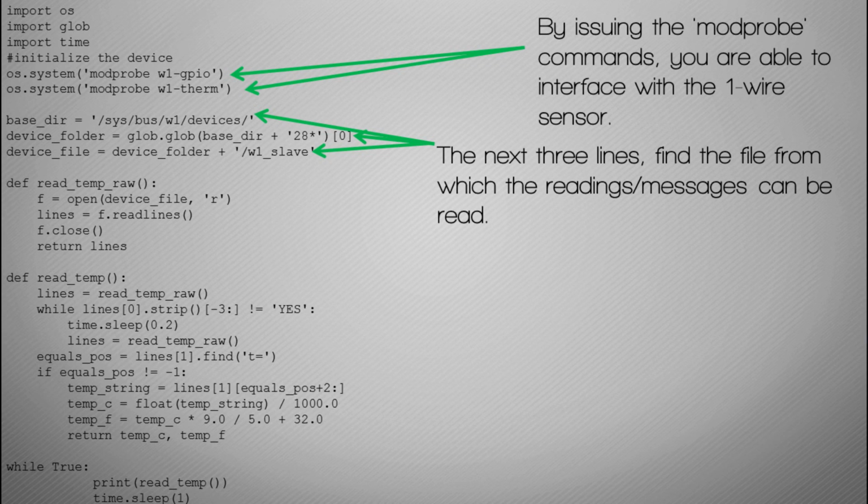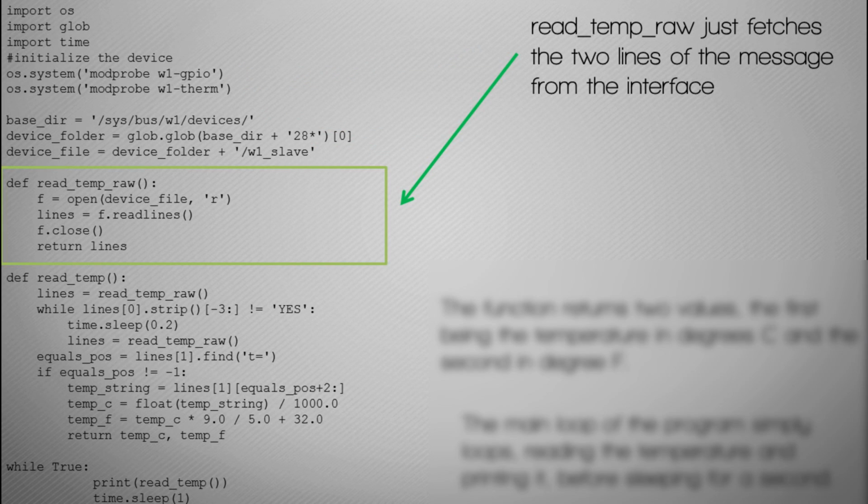The next three lines look into a directory, sys/bus/w1/devices. In there, it looks for a file, and in there will be a raw reading or raw output from the thermometer written to a text file, and then the rest of the code reads that in. The function here is called read_temp_raw. Basically, it just fetches the information that's been written to that file earlier on, and saves that to memory.